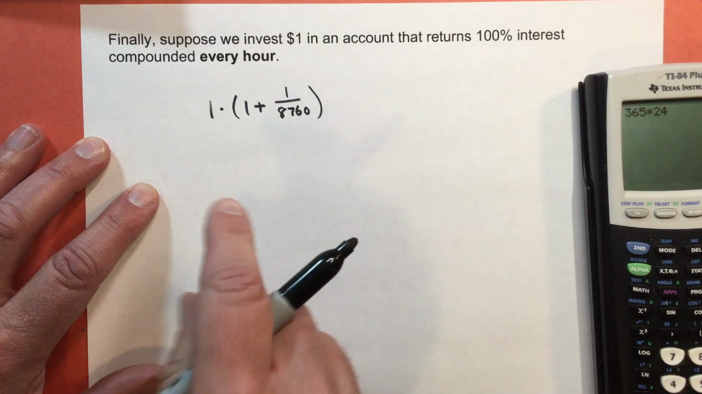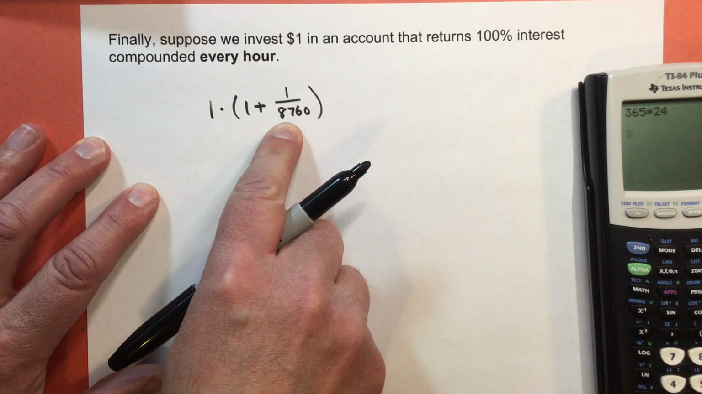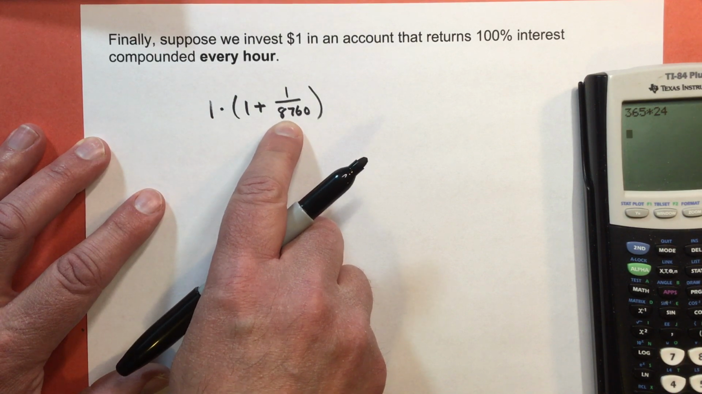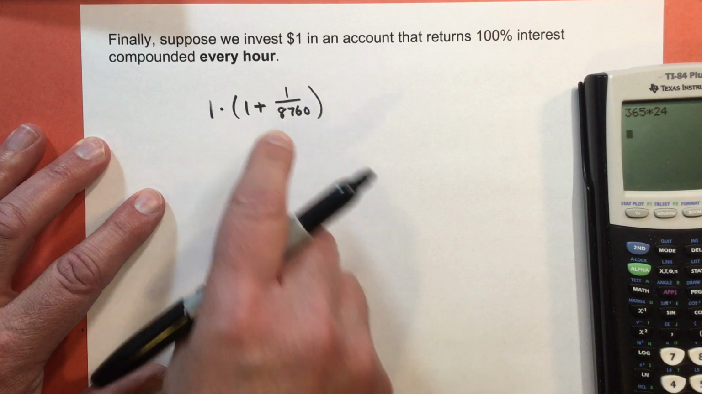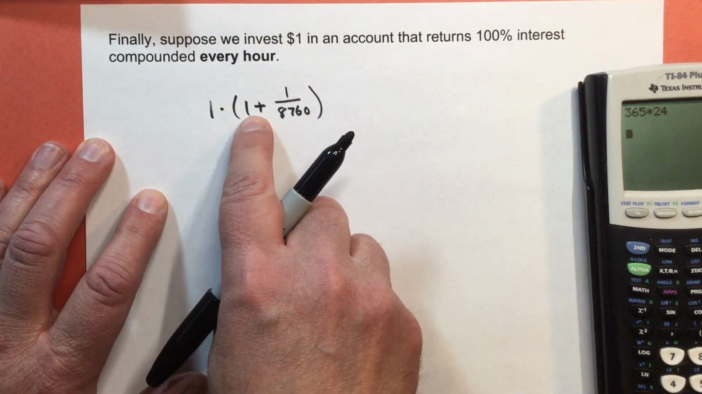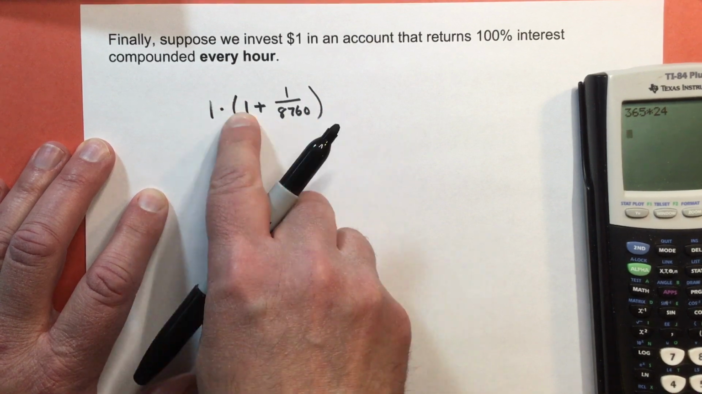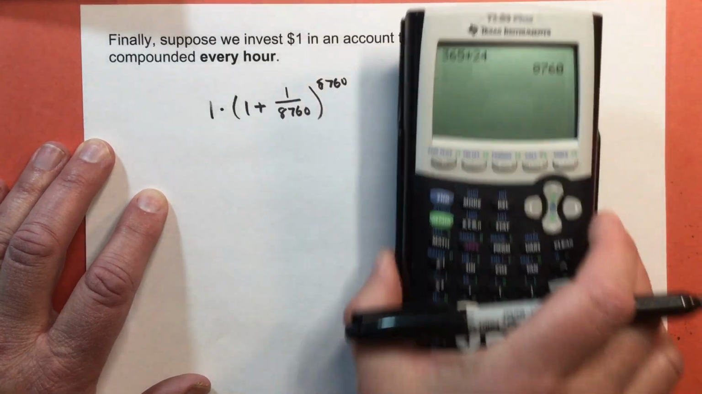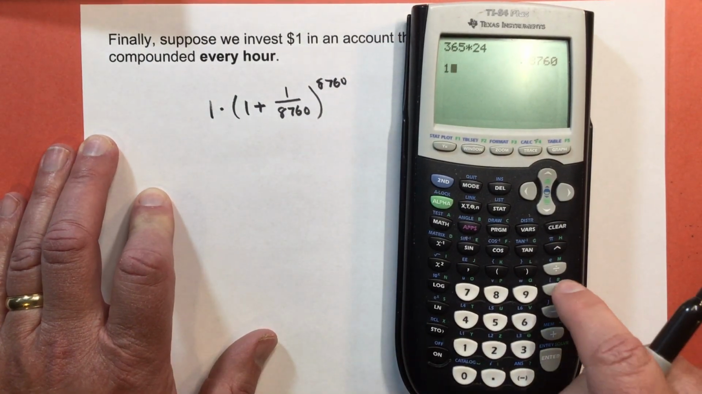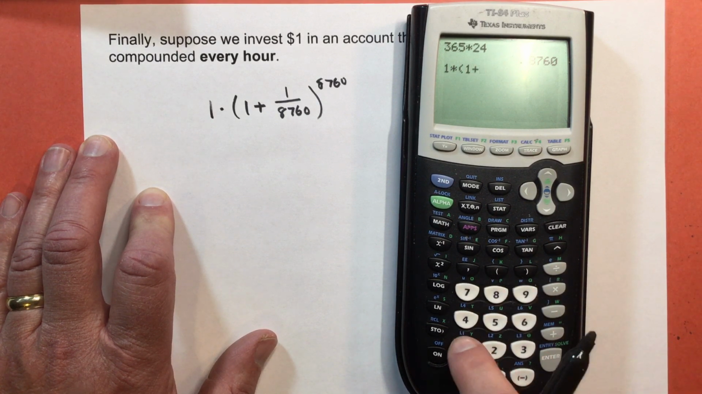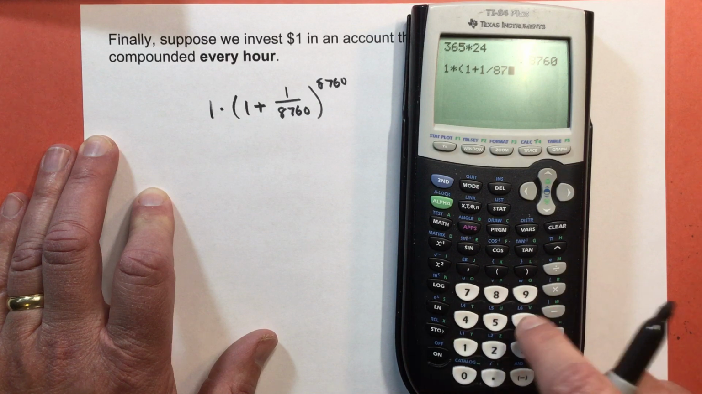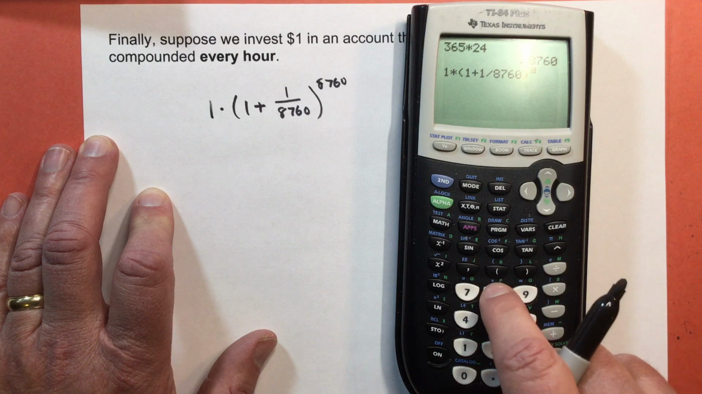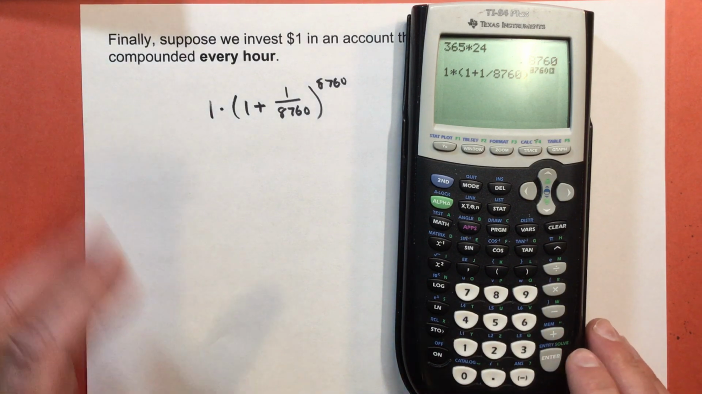And so that's the fraction of the whole year's worth of percent rate that I'm going to get when I check it once. That's harder to say than I thought it would be. And I'm going to take that and I'm going to multiply this whole thing by this quantity over and over and over again, 8,760 times. So I got 1 times 1 plus 1 divided by 8760. Close your parentheses. Raised to the 8,760th power. That's how many times I'm going to multiply this.